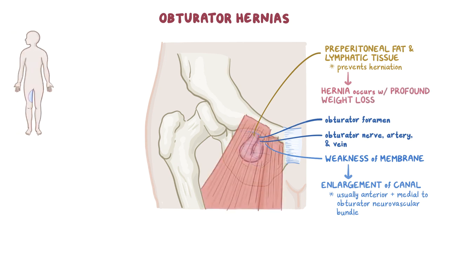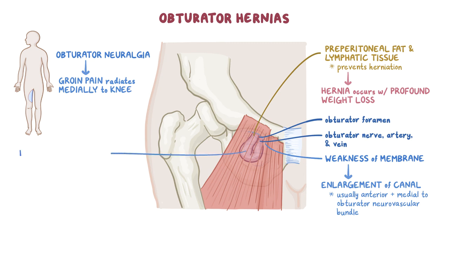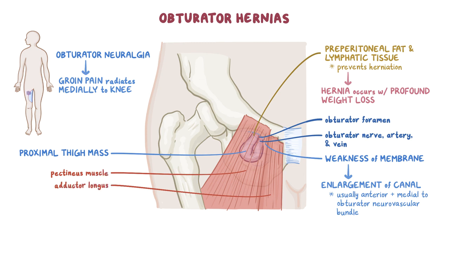An obturator hernia can cause obturator neuralgia, which is groin pain that radiates medially to the knee due to compression of the obturator nerve. An obturator hernia can also cause a proximal thigh mass to form between the pectineus and adductor longus muscles, or ecchymosis of the thigh if bowel necrosis has occurred.